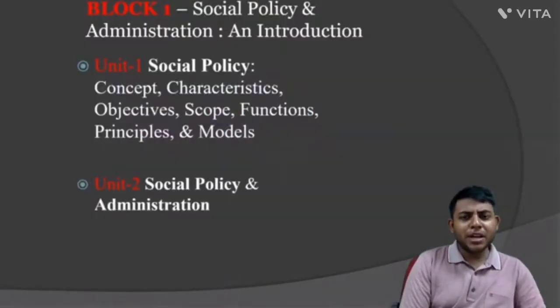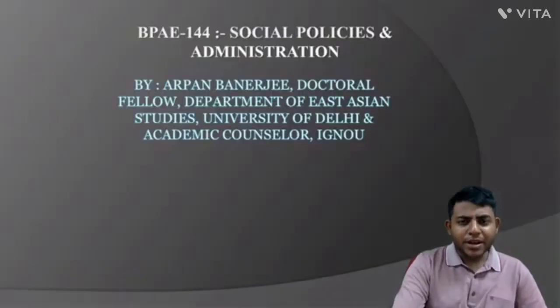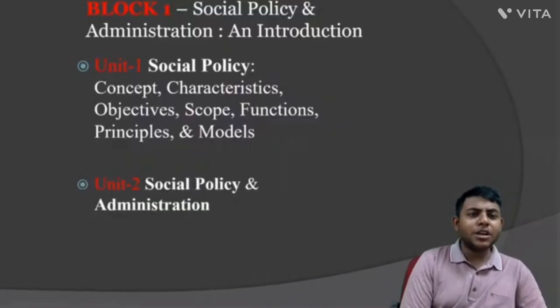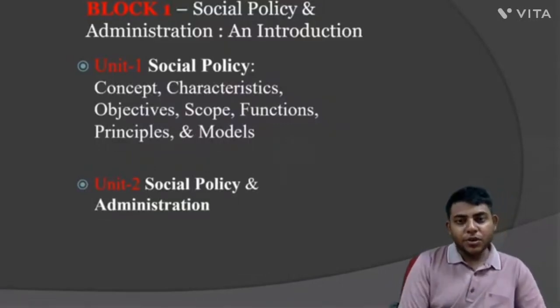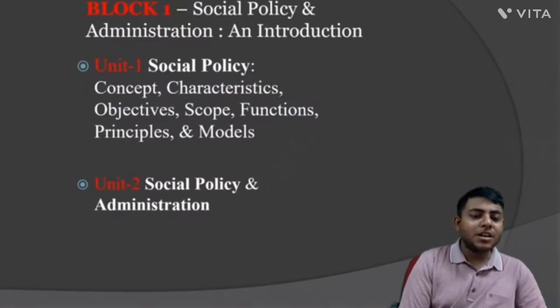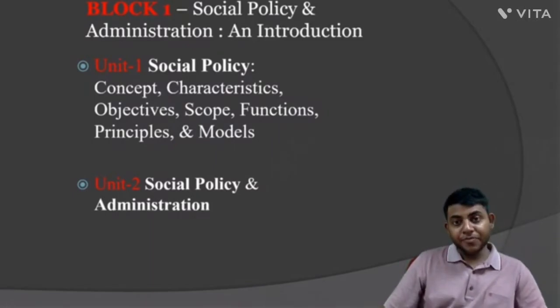So far in this paper, that is Social Policy and Administration, we have done the first unit, which was pertaining to the first block. We have discussed the concepts, characteristics, objectives, scope, functions, principles, and models of social policy and administration. These are the things that we have discussed.